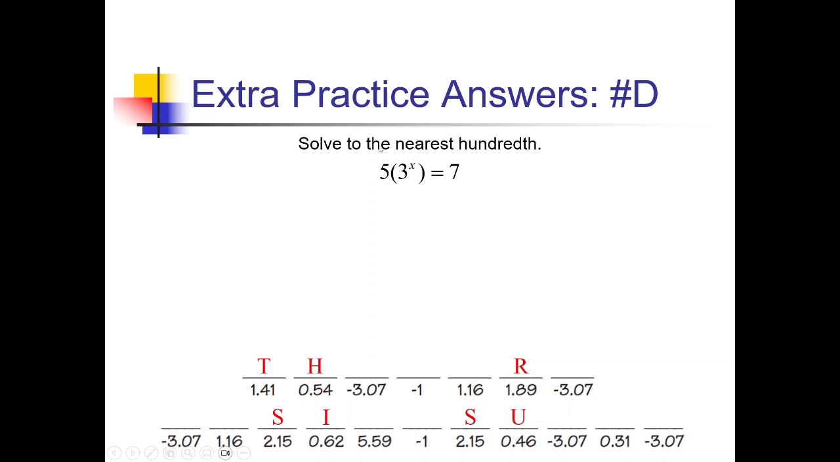Unfortunately, I cannot just multiply the 5 and the 3 together. What I can do, though, is divide both sides by 5 to get the exponential term by itself. So 3 to the x equals 7/5 would be a good first step. And then I'll just take the log of both sides. So we have x log 3 equaling log of 7 over 5. Now I just divide by log of 3 to get x by itself and do all that on the calculator.